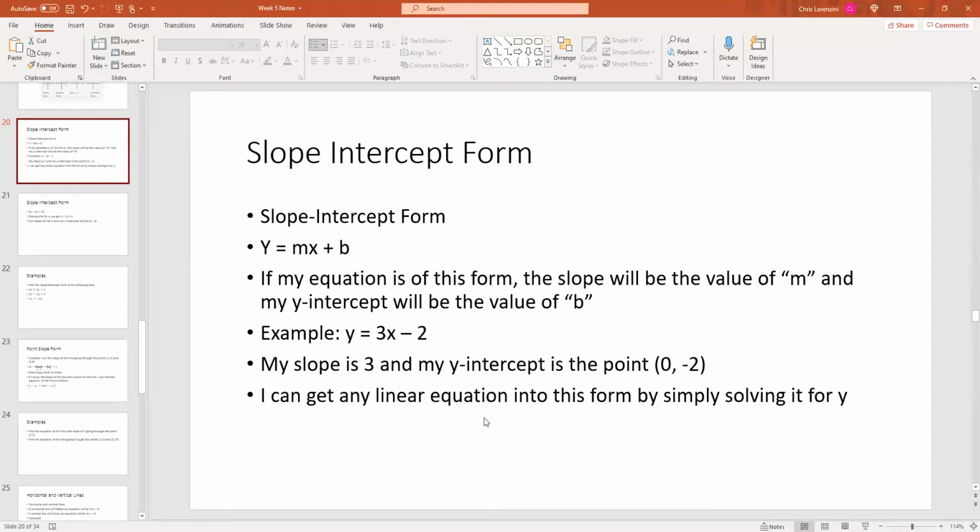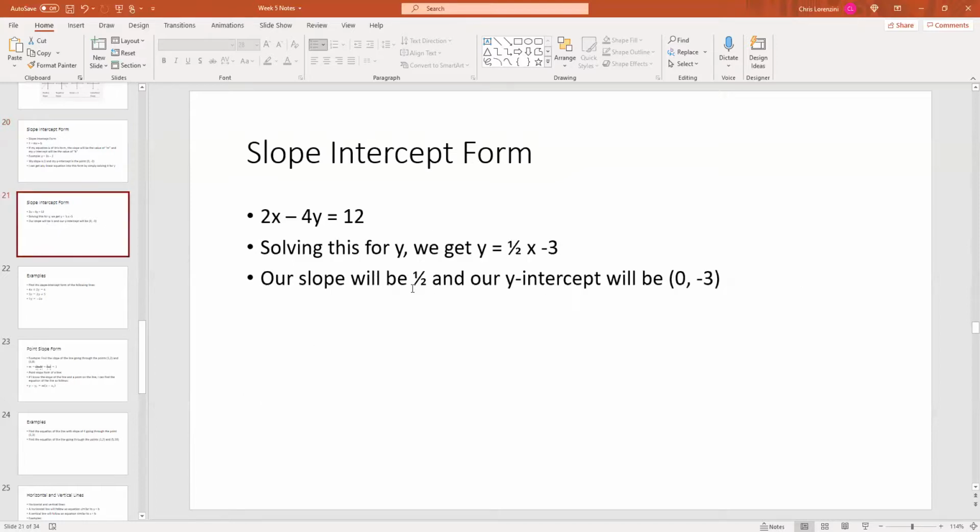So it doesn't matter what form my linear equation is in, I can put it into slope-intercept form by taking the equation and solving it for y. A lot of times we like to do this because it makes our lives easier and it makes more sense. y equals mx plus b is just easier to visualize than ax plus by equals c.